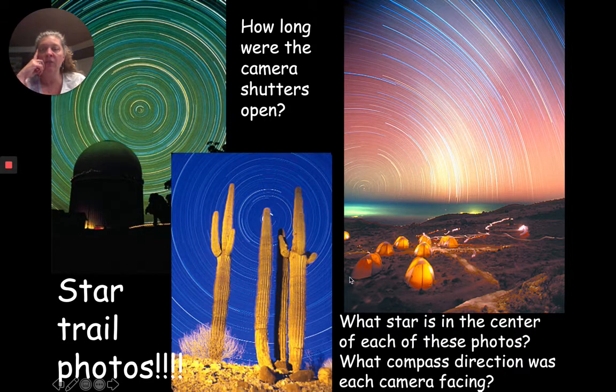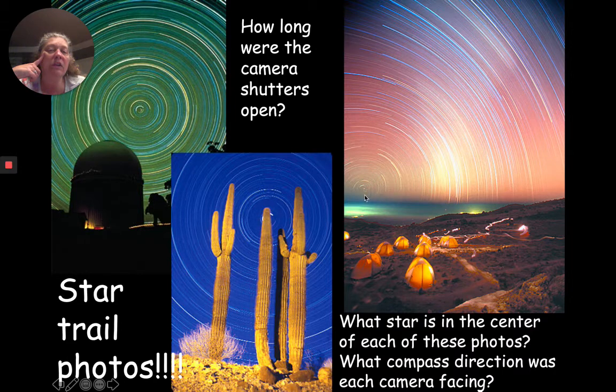Okay, here are star trail photos. What star is in the center of each one of these photos? What star is that? And what star is behind that cactus? One star that doesn't move. Polaris, you got it. What compass direction was every single one of these cameras facing? Psst. Polaris's other name is the North Star. North, you got it.